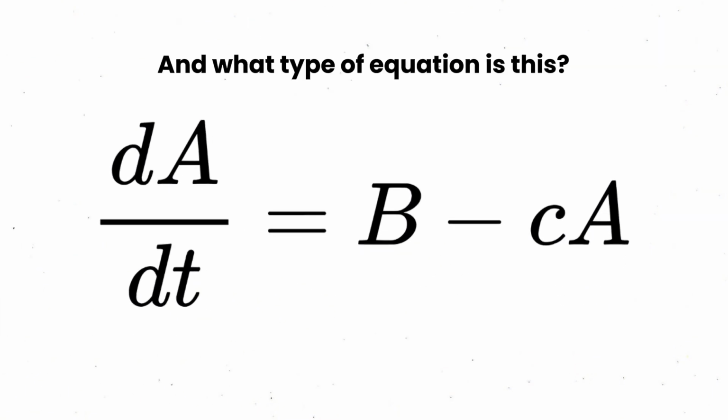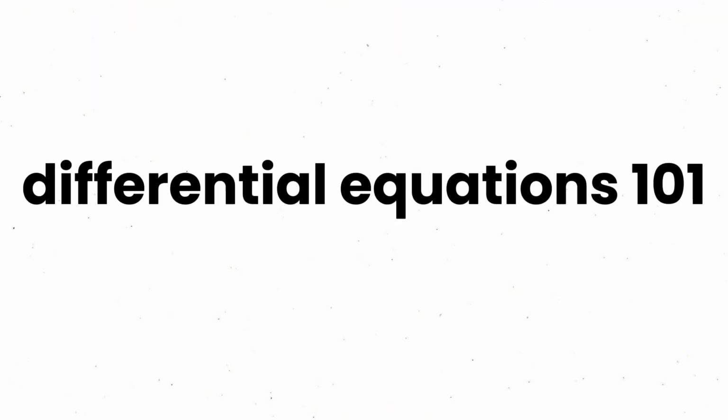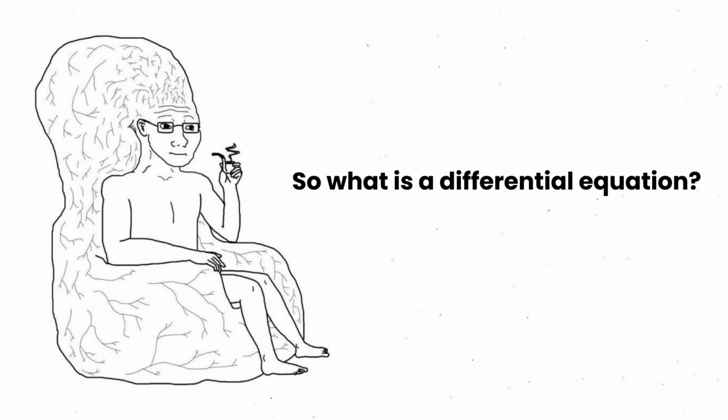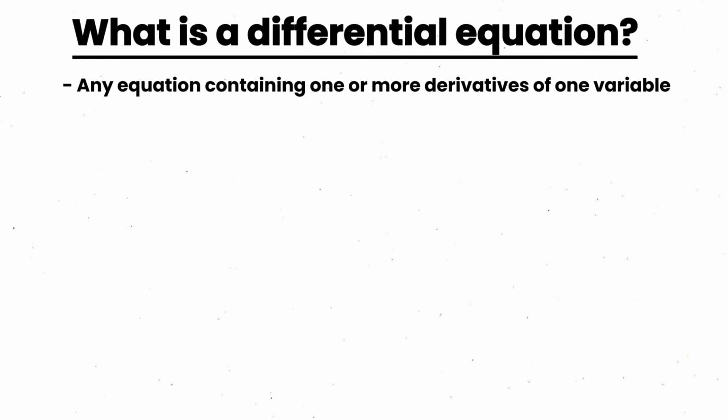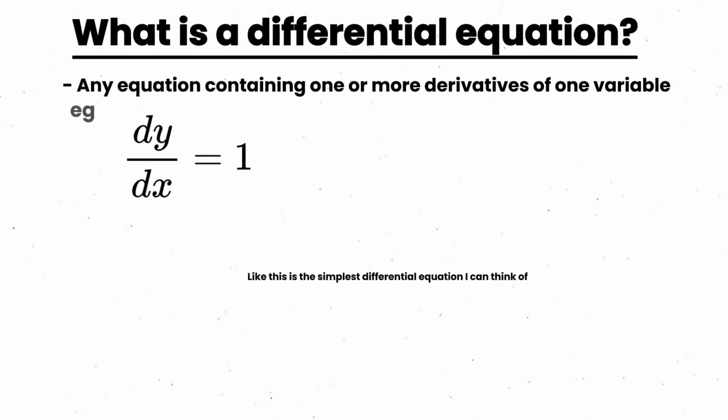And what type of equation is this? It's a differential equation. So what is a differential equation? A differential equation is just any equation that has one or more derivatives in it. Like this is the simplest differential equation I can think of. It has a derivative in it, so it's a differential equation.